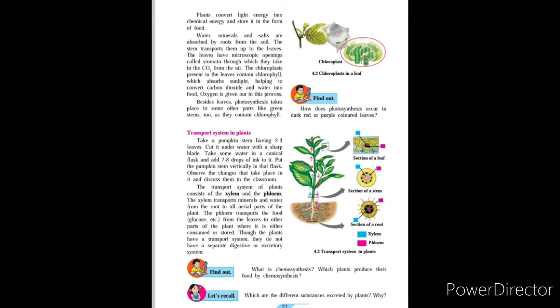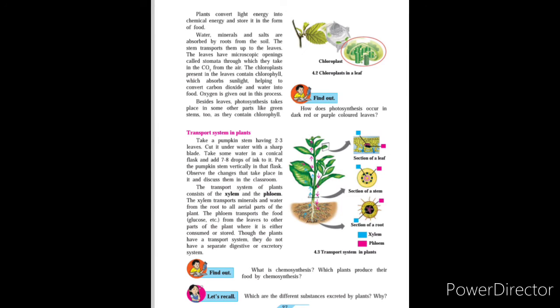Now see, plants convert light energy into chemical energy and store it in the form of food. By this reaction you can understand that plants use sunlight and carry out the chemical reaction with carbon dioxide and water molecules. In the presence of light they make food, that is glucose. For that, water, minerals and salts are absorbed by the roots from the soil. From the soil they take all this material.